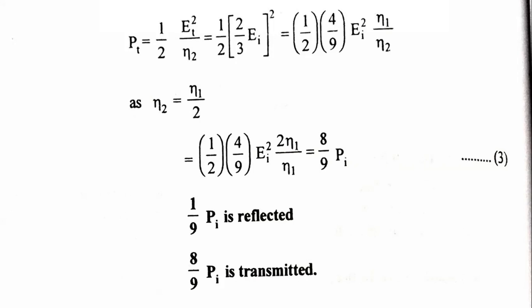Okay, and how did we get this eta 1 and eta 2? Yes, eta 1 and eta 2. How can you get this eta 1? Because eta 2 is equal to, here is the eta 2, and where is my eta 2? Eta 2 is here. So you can substitute the value of eta 2, which is nothing but eta 1 by 2. So again that 2 will go up, eta 1 will cancel out, here eta 1 will cancel out, this 2 will go in the numerator, and in this way you will get 8 by 9 pi. So 1 by 9 pi is reflected, 8 by 9 pi is transmitted.